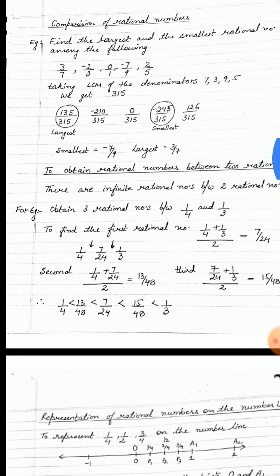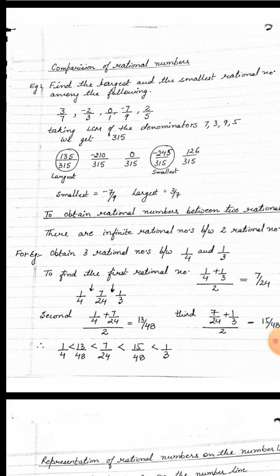Next, we have the other concept of comparison of rational numbers. As we did the comparison in fractions in the earlier classes, the same way we can compare the rational numbers also. For the comparison, we have different rational numbers written in front of us: 3 upon 7, minus 2 upon 3, 0 upon 1, minus 7 upon 9, and 2 by 5.